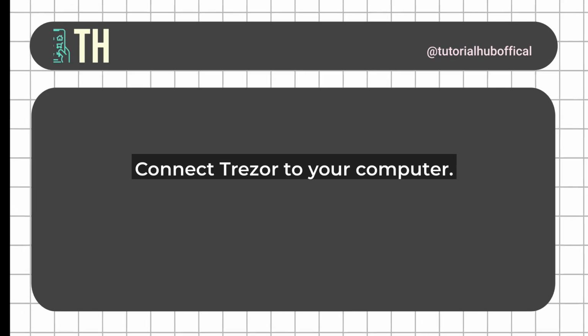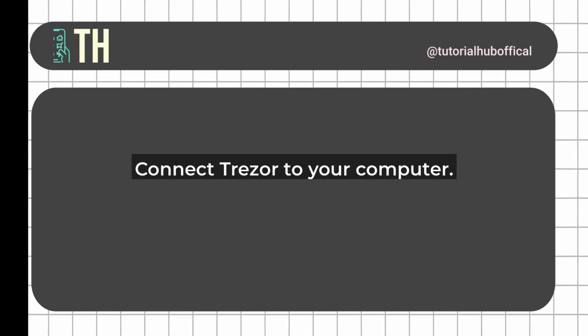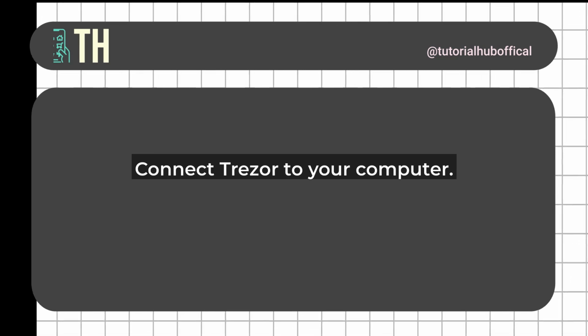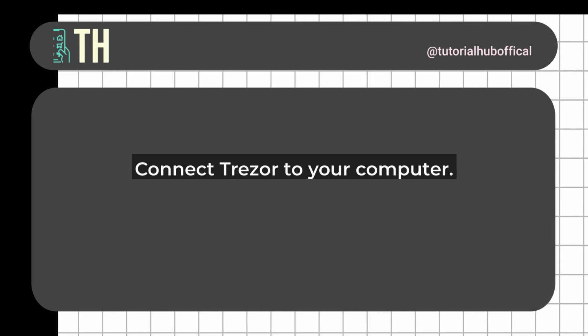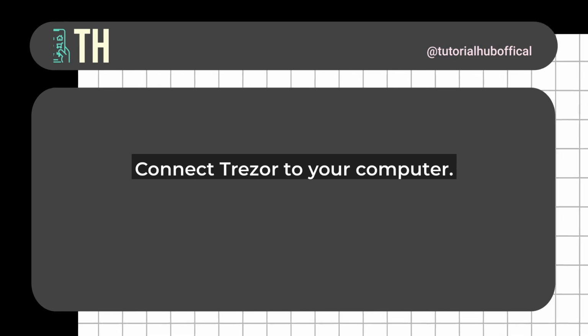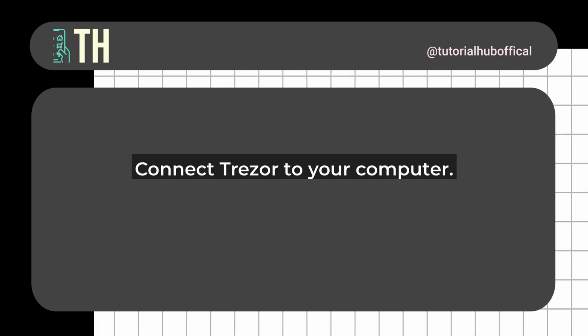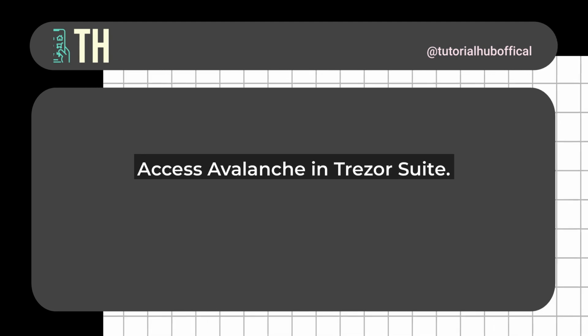Make sure your Trezor hardware wallet is connected to your computer via USB, and you have the Trezor Suite app installed. You'll also need a verified Kraken account with funds ready for any potential fees. Double-check that you have Avalanche, AVAX, in your Trezor wallet to transfer.